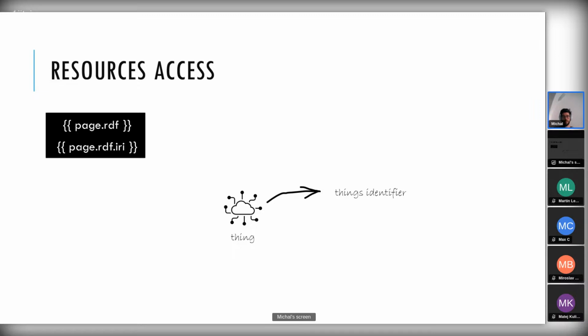Basically, we are using those double brackets. So the page RDF basically shows what is the thing itself. This is the representation of the resource. And if you use the IRI in the end, it's the identifier of this resource. So if you want to talk about the thing itself, it's page RDF. If you want to talk about its identifier, it's page RDF.IRI.